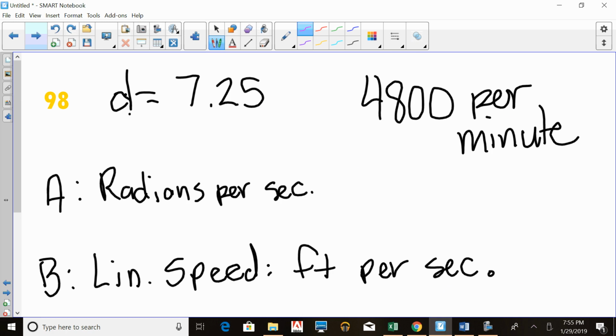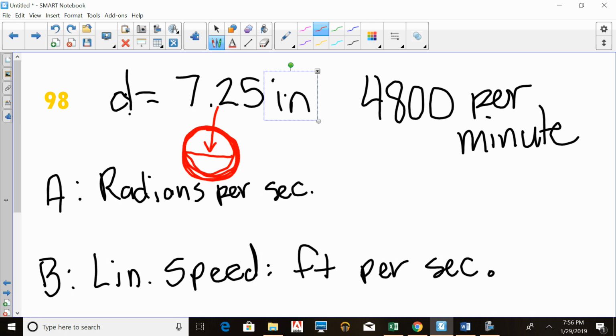All right, 98. What did they give you here? The diameter of some saw blade is 7.25 inches. Gotta put the label. And it rotates at 4,800 revolutions per minute. I'm not going to try to draw a saw blade, but we're going to draw this circle. Diameter is 7.25. This thing rotates around 4,800 times in 1 minute.